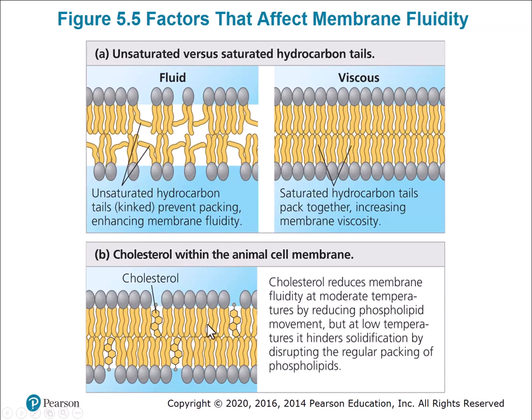In animal cells, we actually have cholesterol embedded to help give some stability and some fluidity to the phospholipid bilayer. And so at lower temperatures, it hinders solidification by disrupting the regular packing of the phospholipids, kind of like the kinking did back up here in our unsaturated fatty acids.